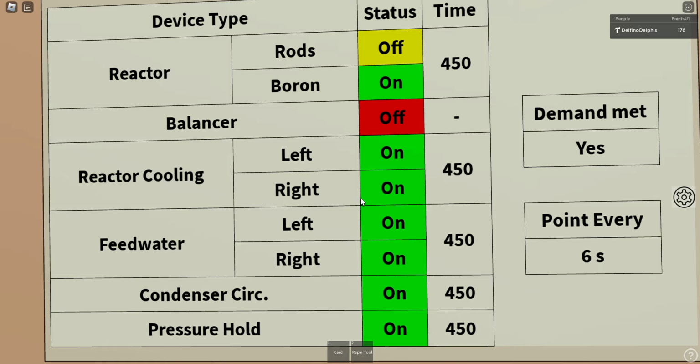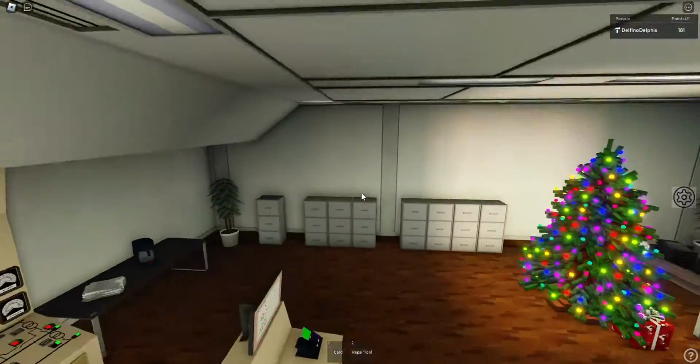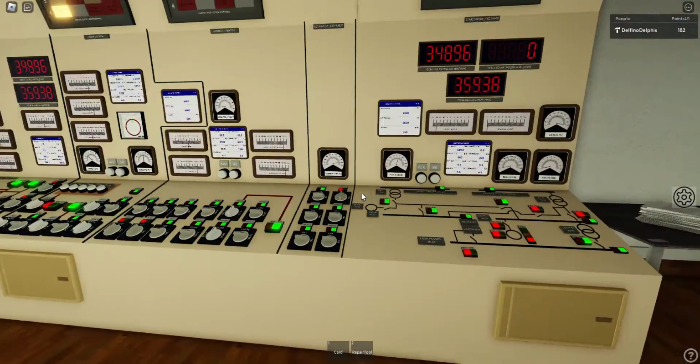So this is the same scheme as in RPWR. If you disable any of the autocontrols, there is a time penalty. Once it gets to 0, you will get more points per second. That's how it works. So yeah, this is basically how it works.